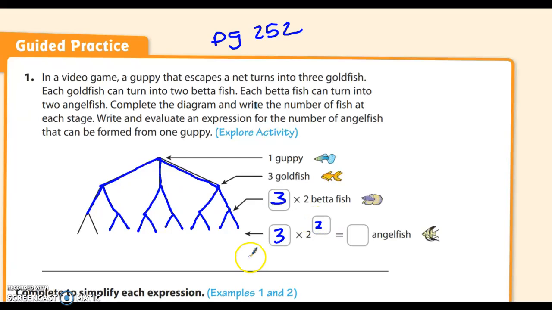And the reason why 2 gets squared is because, let me show you on a highlighter. This guy right here was 2, and then each of those 2 got turned into 2. So that's just 2 to the second power.